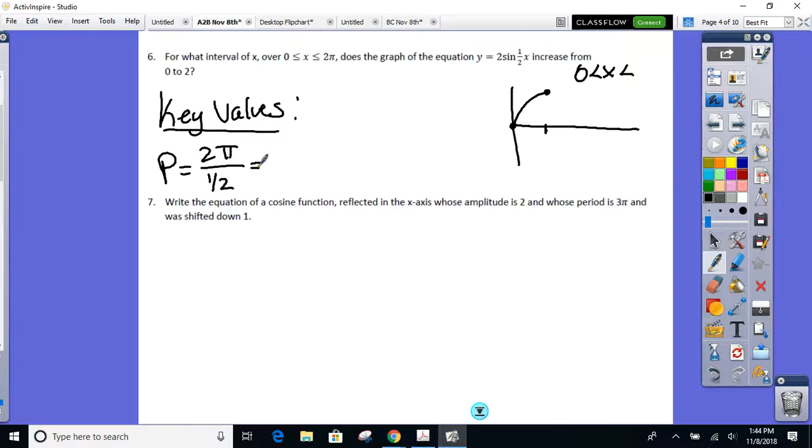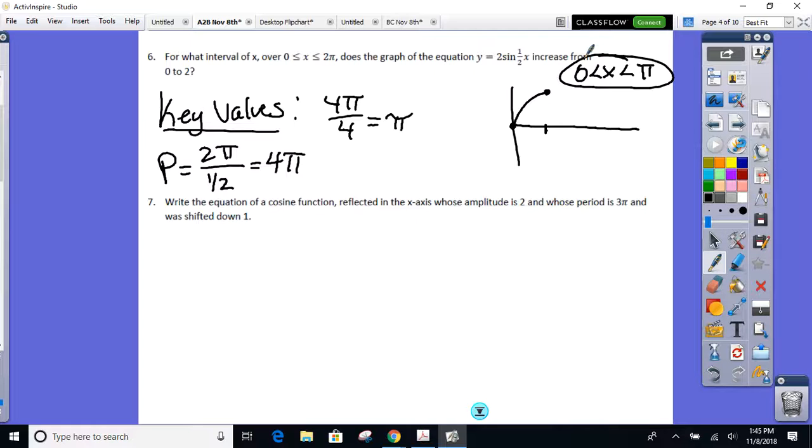What was the period now? 4 pi. So a key value is going to be 4 pi divided by 4. So it'll be at pi. So from 0 to pi, it's going to go from 0 to 2. What about 2 to 0? What interval would it be from 2 to 0? Pi to 2 pi. It would go back to 0.